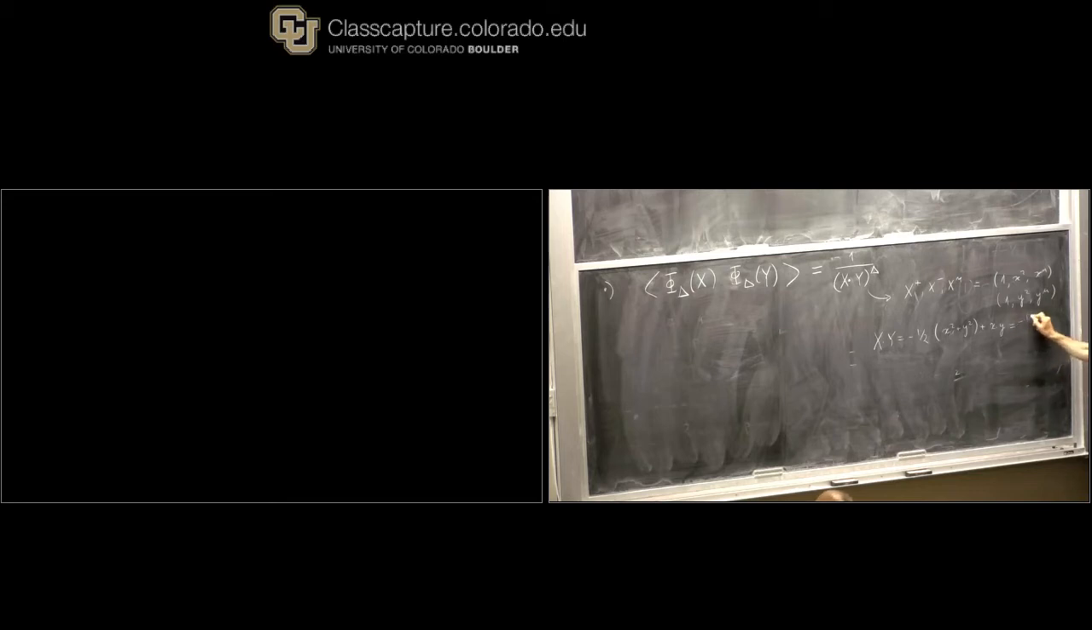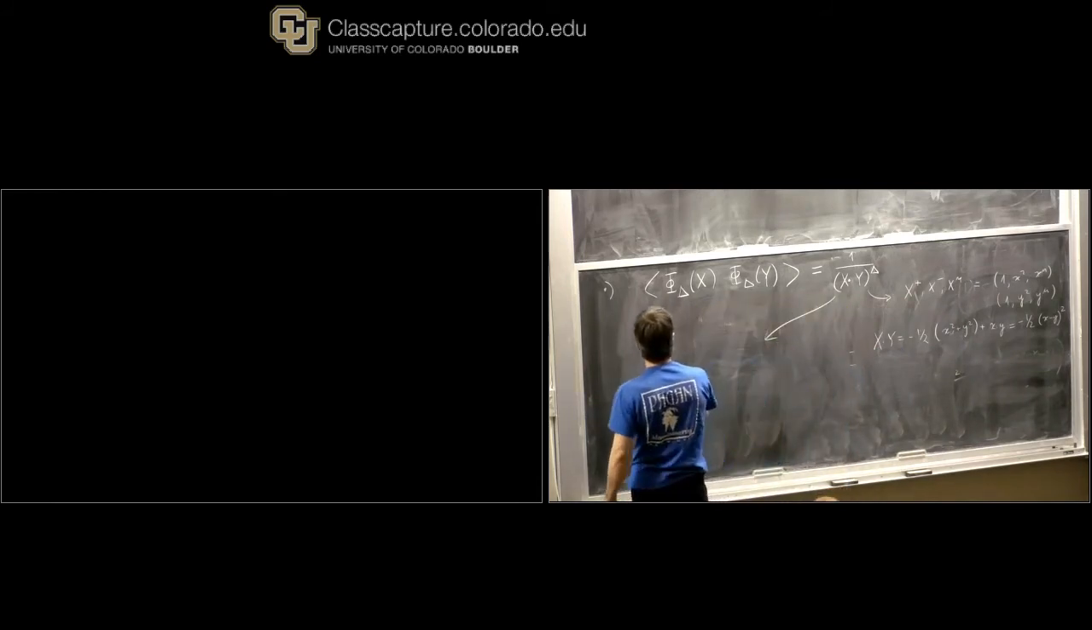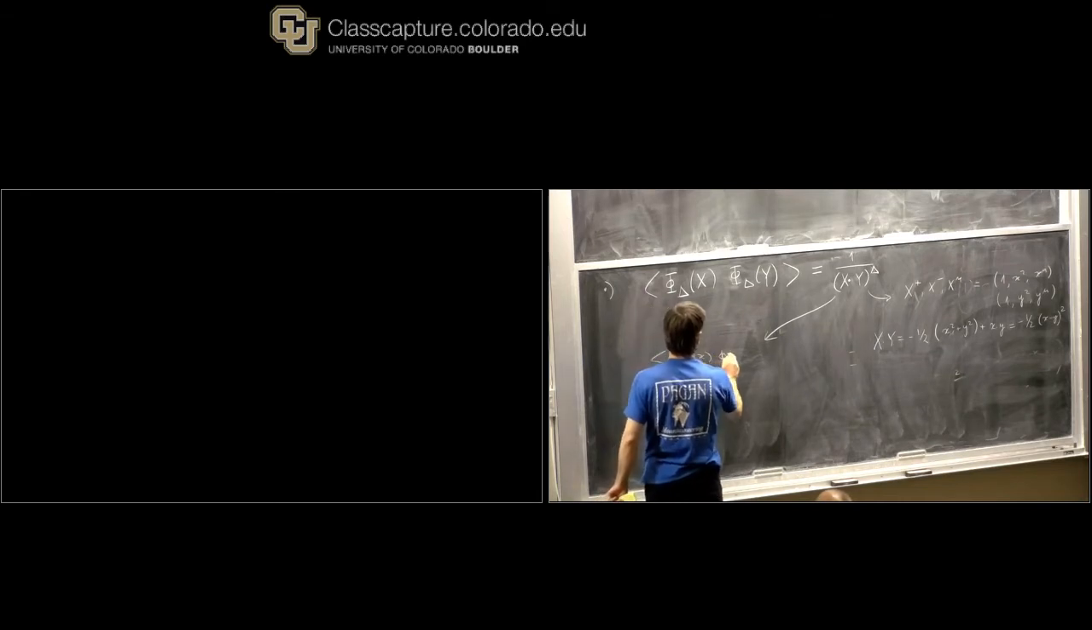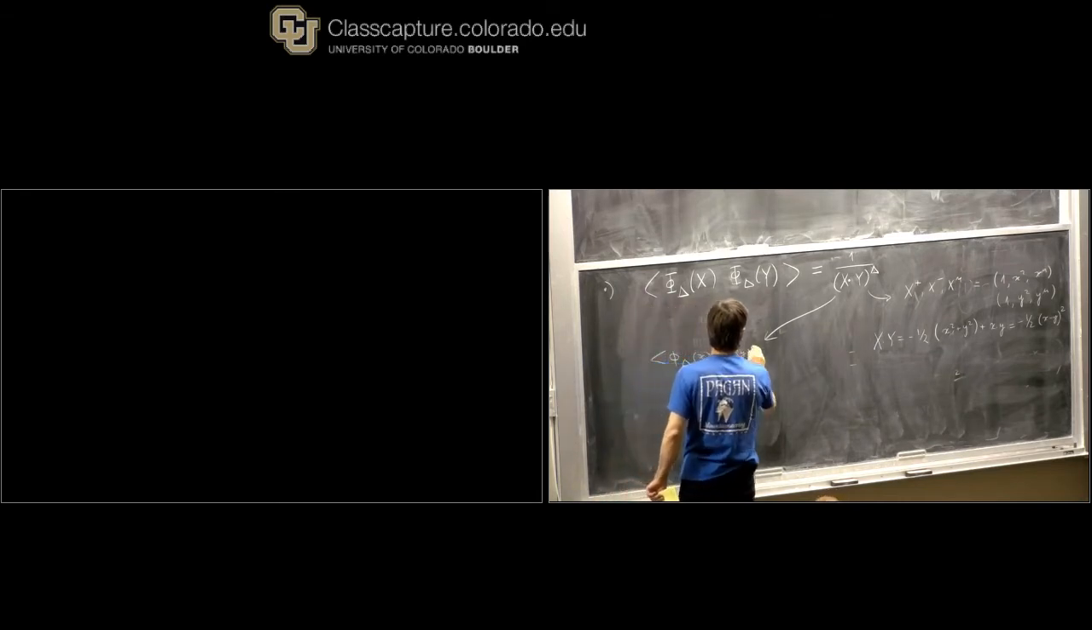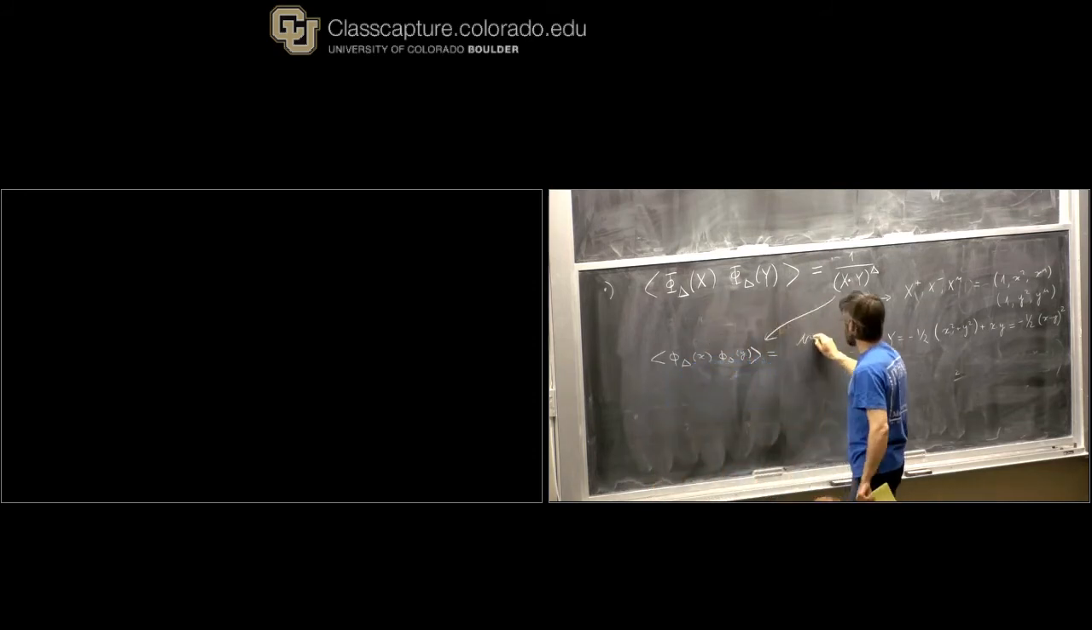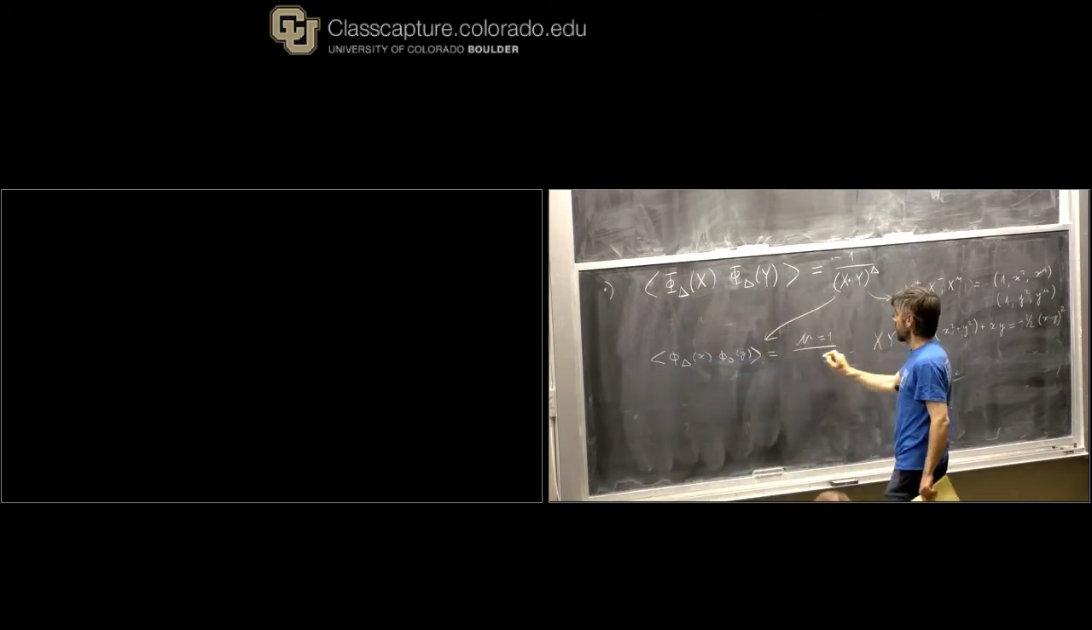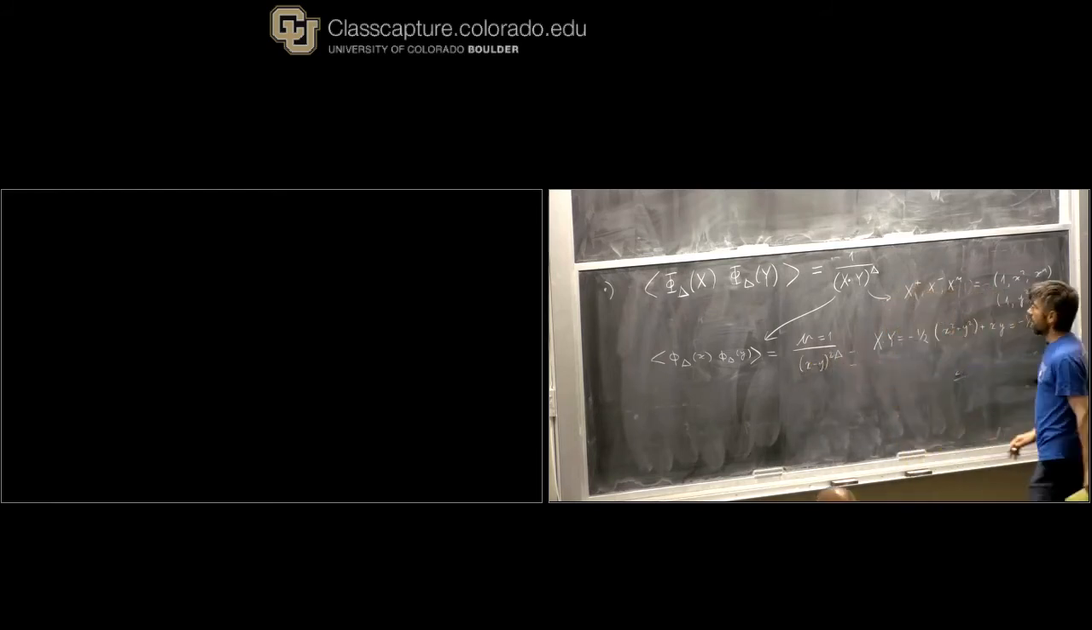And so it's equal to minus 1 half (x minus y) squared. So I see that this function, if I project it to the physical space, gives me the two-point function in the physical space, phi delta of x, phi delta of y, equals some normalization constant, which I'm going to fix to 1, divided by (x minus y) to the power 2 delta. So it's a very easy computation. I'm sure you have seen the answer.